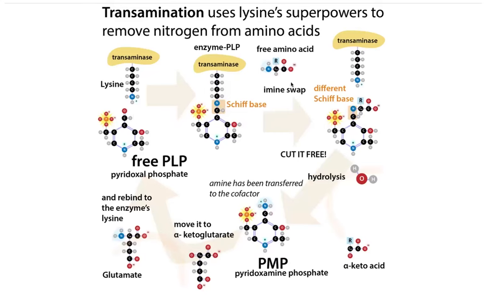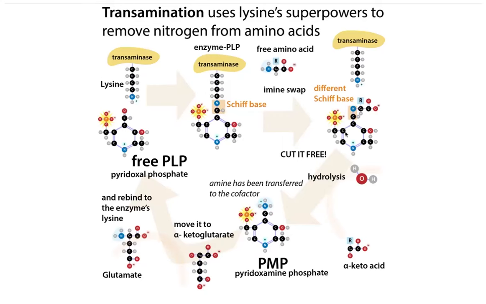Then what's going to happen is that an amino acid is going to come in, and it's going to kick off the lysine and hook itself onto this pyridoxal phosphate. So now this pyridoxal phosphate isn't directly attached to the enzyme anymore, but it is attached to the amino acid, and the enzyme is still holding onto it. So it's basically still held in the enzyme.